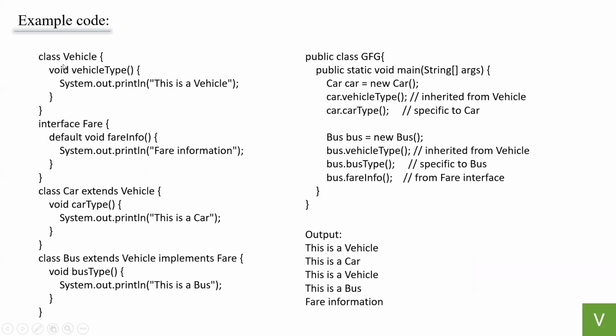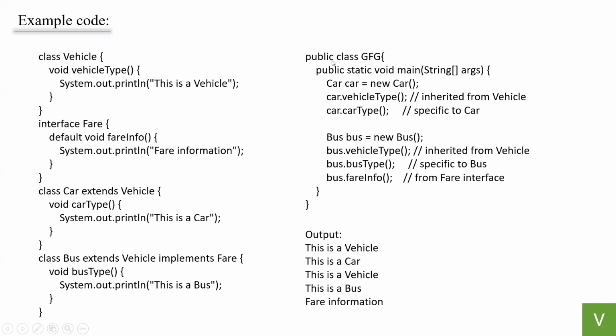It consists of four different classes. Here, class vehicle is the parent class. It has a method called void vehicle type, whereas class car extends vehicle and class bus extends vehicle act as hierarchical inheritance for the parent class vehicle. Whereas interface fare is the multiple inheritance concept. Class bus extends vehicle implements fare. So this acts as the concept of multiple inheritance.